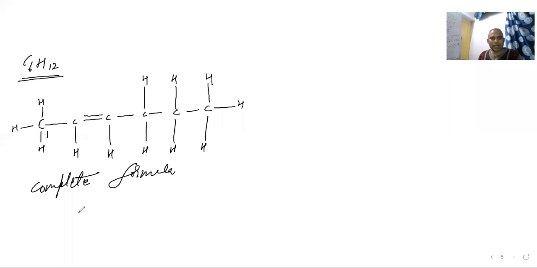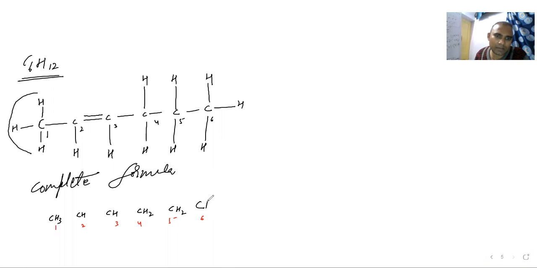Now see, 6 carbons are there. Again I am representing 1, 2, 3, 4, 5 and 6. Now I am mentioning the position of each also. Suppose this is 1, this is 2, 3, 4, 5 and 6. Now let us mention which carbon has how many hydrogens. Here, 3 hydrogens are there, so I am mentioning CH3. Second, 1 hydrogen. Third, only 1 hydrogen. Fourth, 2 hydrogen. Fifth, 2 hydrogen. Sixth, 3 hydrogen.